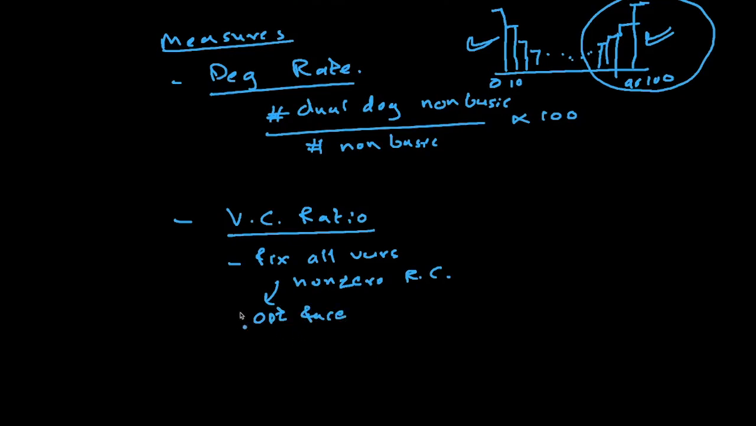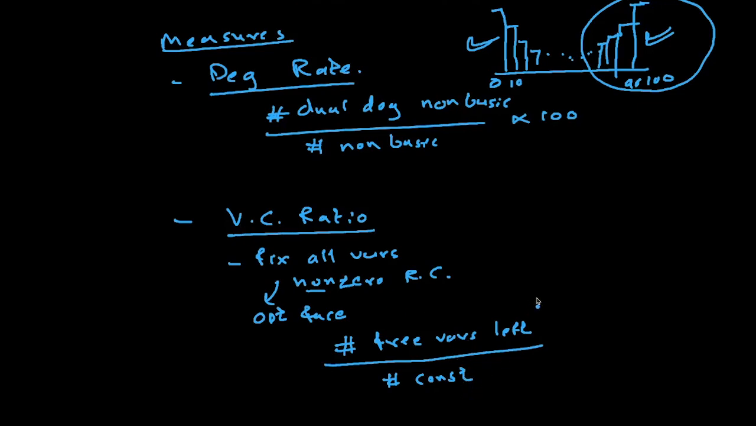In this case, one way of analyzing this dual degeneracy is that we just count the number of free variables left. All of these free variables are dual degenerate variables, plus the basic variables, which also have zero reduced cost. And we divide it by the total number of constraints. This is the variable constraint ratio that we compute, and this ratio is always greater than or equal to 1, because for every constraint we have at least one basic variable, and that basic variable is free because it has zero reduced cost.